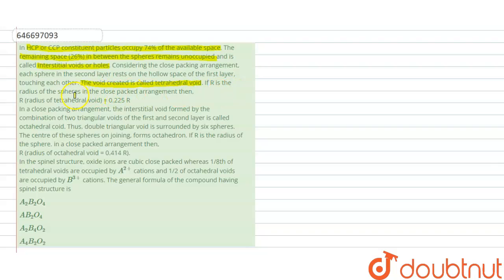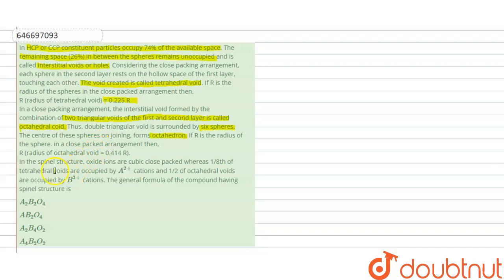If r is the radius of the sphere in the close pack arrangement, then the radius of the tetrahedral void is equal to 0.225 r. In a close packing arrangement, the interstitial voids formed by the combination of two triangular voids of the first and second layer is called octahedral void. Thus, a double triangular void is surrounded by 6 spheres. The centers of these spheres on joining form an octahedron. If r is the radius of the sphere in a close packed arrangement, then the radius of the octahedral void is 0.414 r.